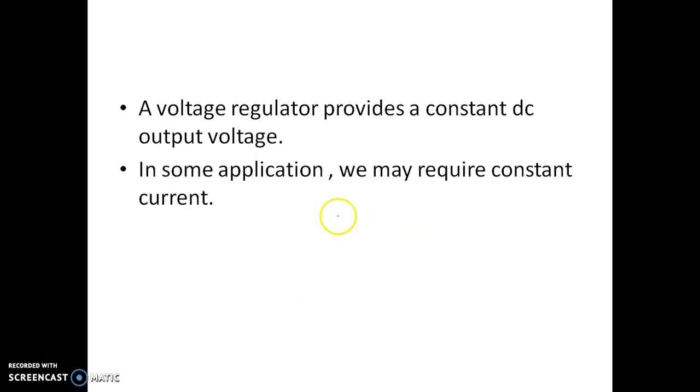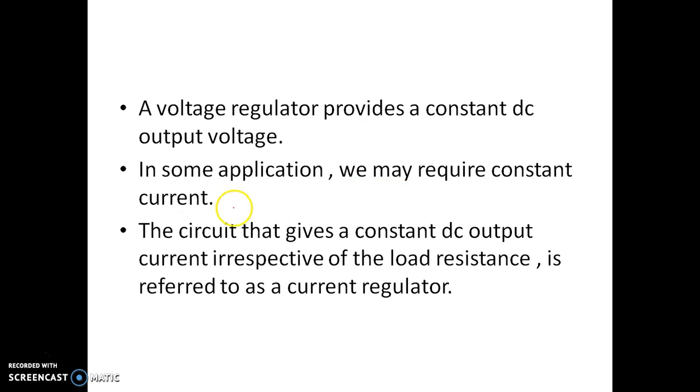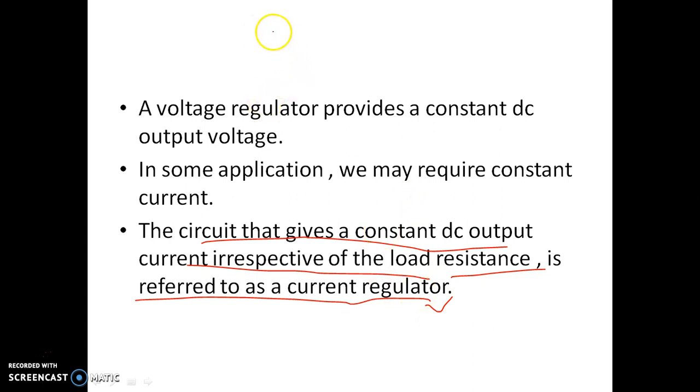Let us discuss. In some applications we may require constant current across a varying load. The circuit that gives a constant DC current irrespective of the load resistance is referred to as a current regulator. Like the Zener diode is a voltage regulator because it maintains a constant DC voltage across varying load resistor RL, similarly the current regulator circuit maintains a constant current across a varying load resistor.